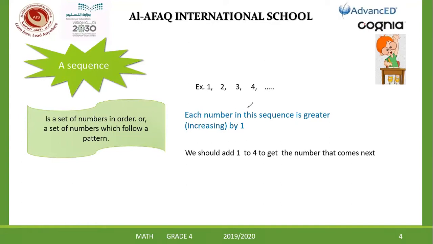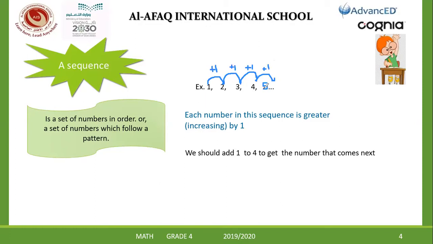So this pattern starts with 1. Then I can get 2 from 1 if I add 1. I can get 3 from 2 also if I add 1. I can get 4 from 3 also if I add 1. So here the pattern rule is add 1. I can get the next number also if I add 1, so it is plus 1. I'll get 5.